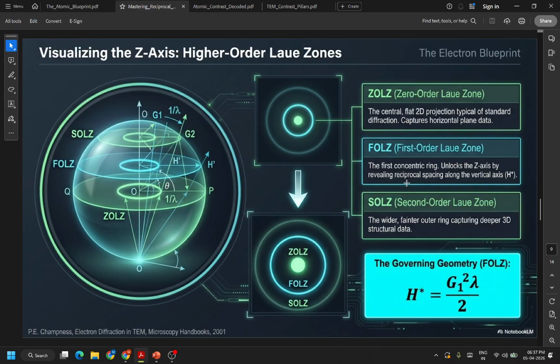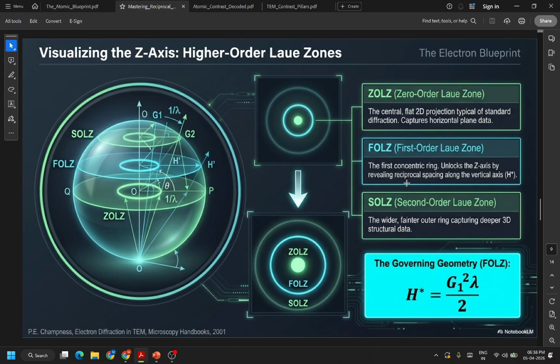Then we go to higher order Laue zones. So ZOLZ, which is the zero order Laue zone, is the central flat 2D projection, typically a standard diffraction. It captures horizontal plane data. And then the first order Laue zone is your first concentric ring. It gives the z-axis data by revealing reciprocal spacing along the vertical axis. And if we want to go even deeper, we go to the second order Laue zone, which is a wider and fainter outer ring and captures deeper 3D data.